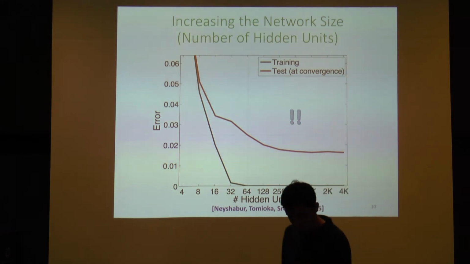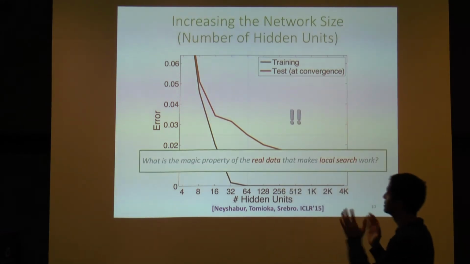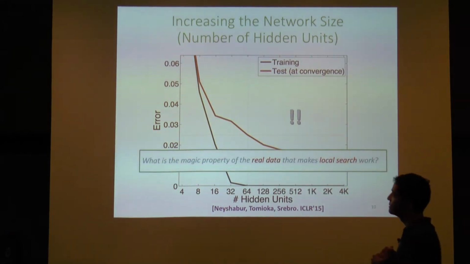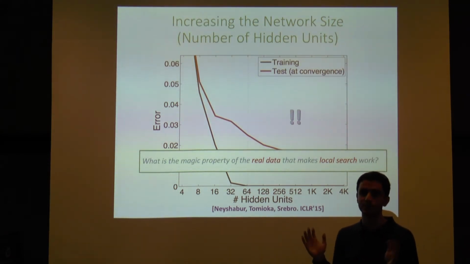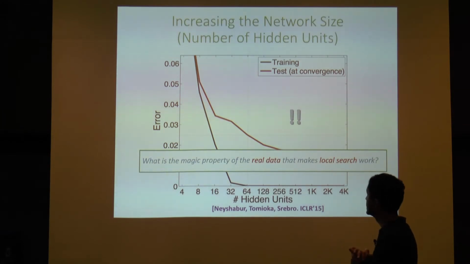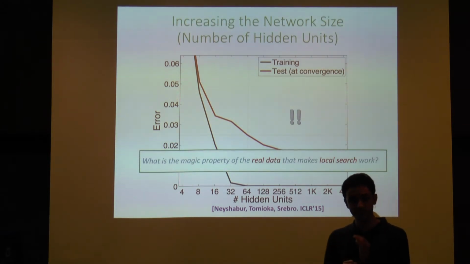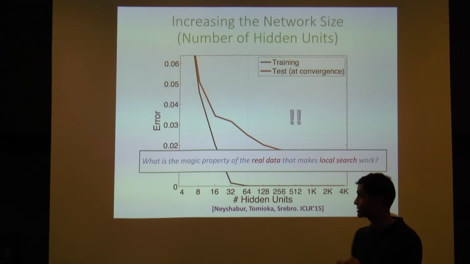So what's going on here? There are two things that we are not taking into account. One is that we are doing these experiments on real data, right? This is not worst case distribution. This is distribution on real data. Another thing is that we are actually using a very specific optimization algorithm to find this hypothesis.